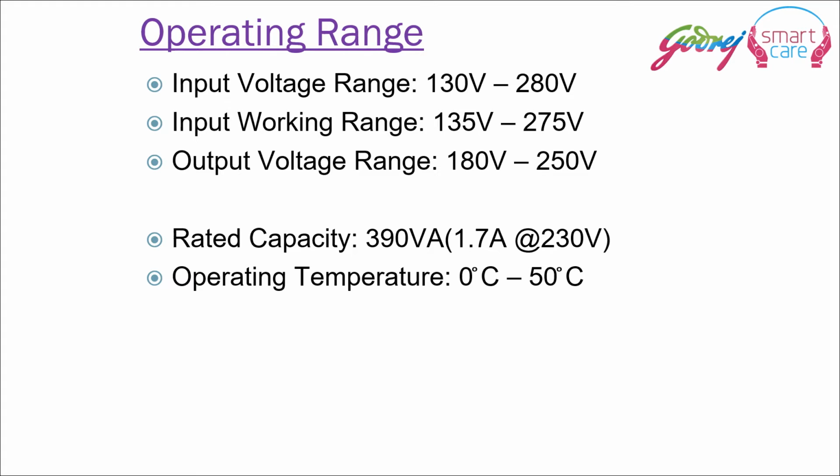In the operating range of the stabilizer, it works between the input voltage range of 130 volts to 280 volts, also 135 volts to 275 volts, and the output voltage range would be 180 volts to 250 volts. So that is the stabilized output voltage which the stabilizer would give. The rated capacity of this stabilizer which we are analyzing is 390 VA, that is 390 volt ampere, with a maximum 1.7 ampere rating at 230 volt AC. And the operating temperature of this stabilizer could be 0 to 50 degrees centigrade.